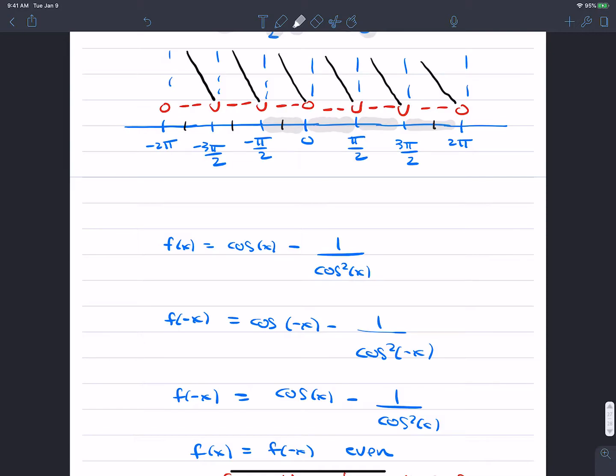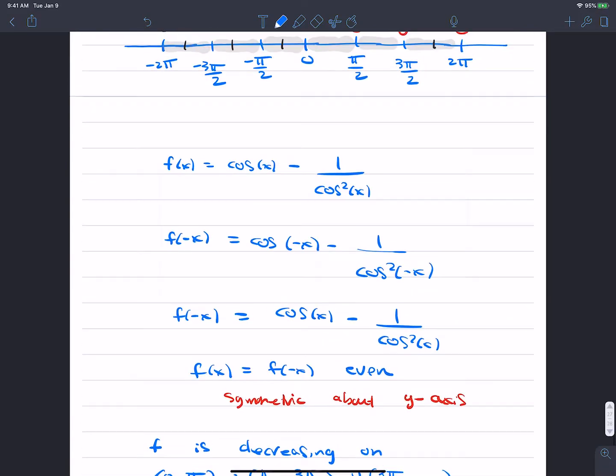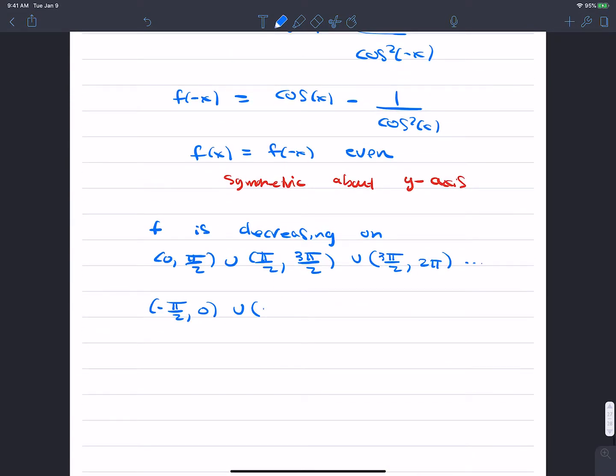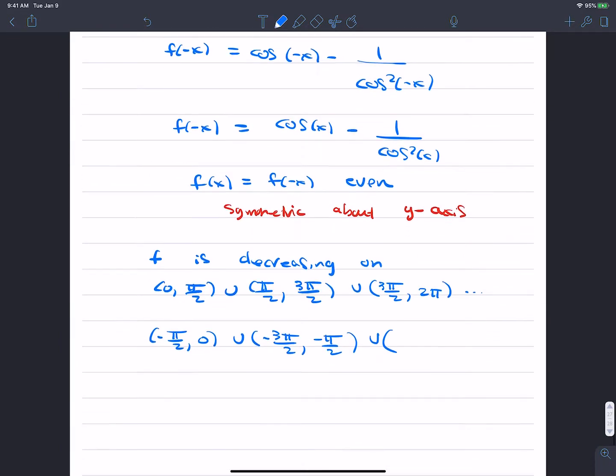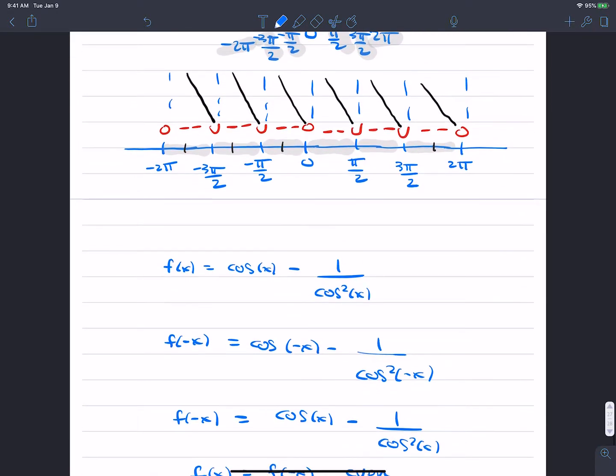Negative pi over 2 to 0, right? Negative 3 pi over 2 to negative pi over 2, negative 2 pi to negative 3 pi over 2. So that's happening as well. Just giving the details. And that goes on forever. So we know this curve is going to be what? Decreasing on these intervals. So that's how you can answer that kind of question.